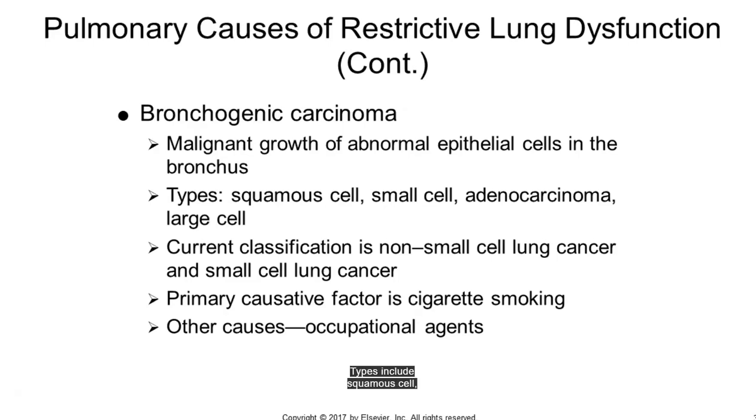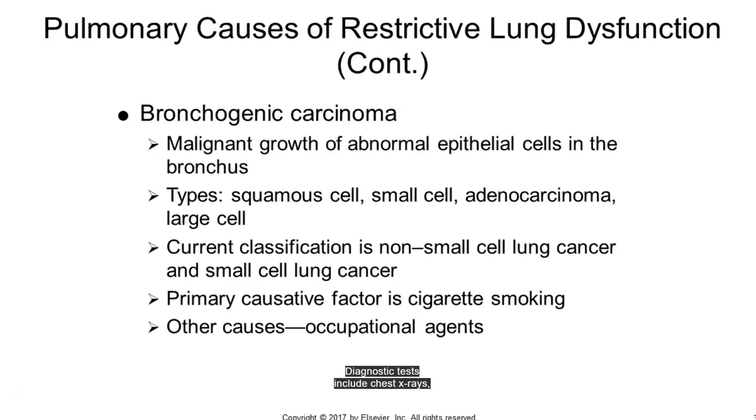Types include squamous cell, which accounts for 25 to 30% of all lung cancers, small cell, also called oat cell, which accounts for 10 to 15%, adenocarcinoma, which includes papillary, acinar, and bronchoalveolar carcinomas, which accounts for 40 to 50% of lung cancers, and large cell, which accounts for 10 to 15%. The most common cause for all types is cigarette smoking. Other causes are environmental exposures.